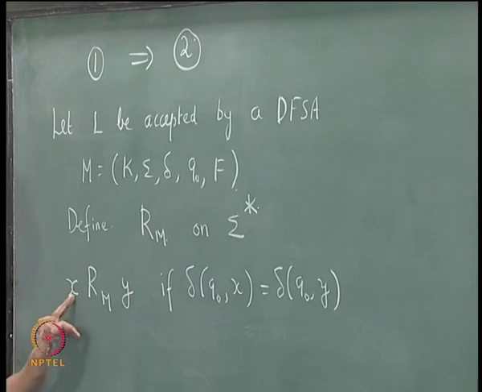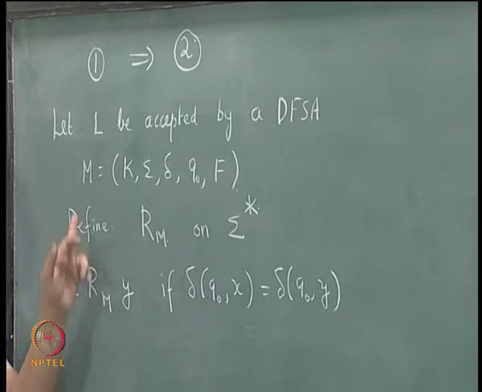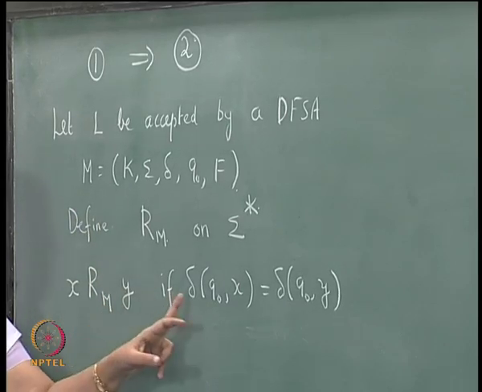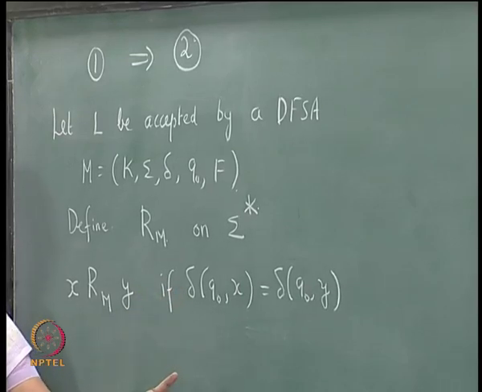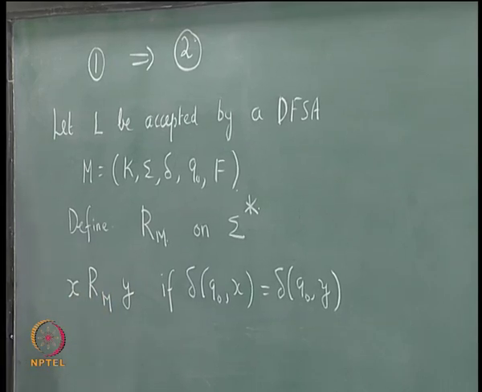Two strings x and y are related by the relation Rm, M standing for the machine, if delta of Q naught x is equal to delta of Q naught y. Why do you say that this is an equivalence relation? How can you say it is an equivalence relation? It has to satisfy the three properties: reflexive, symmetric and transitive.